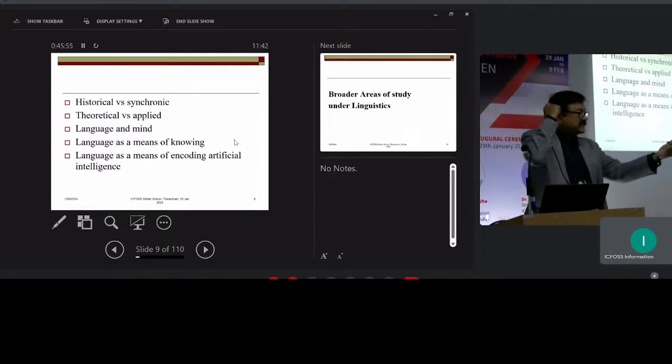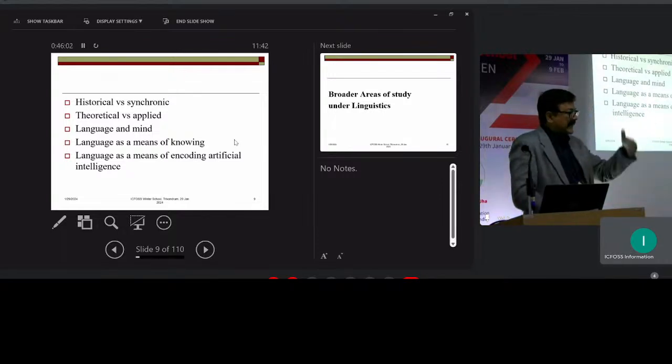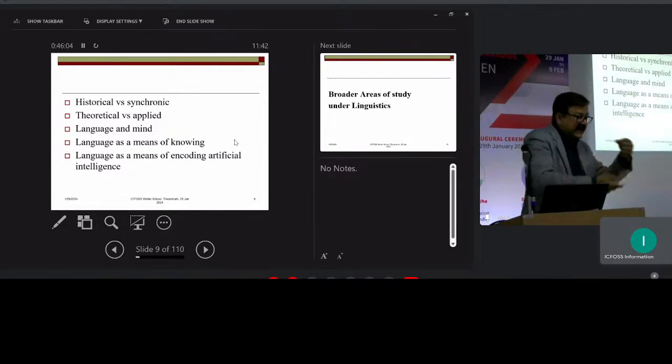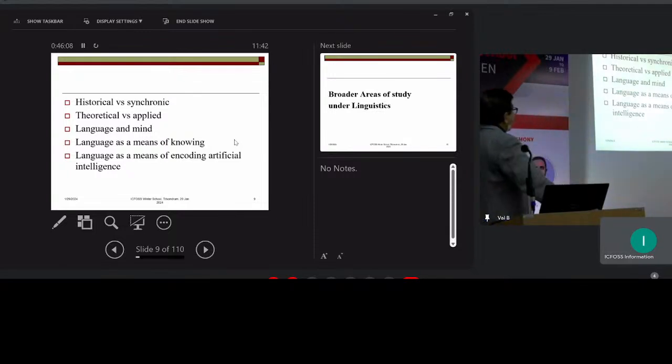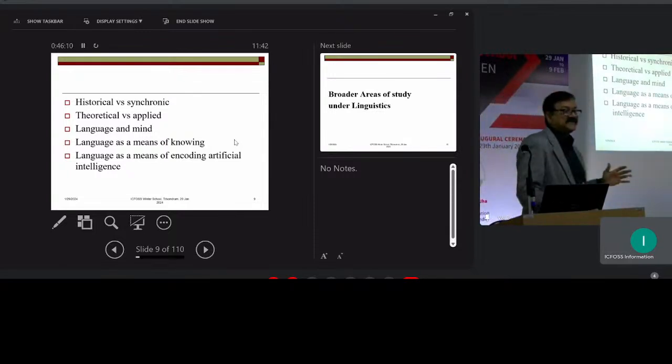You teach a student how to learn a language. You teach one language. Is it applied? Computational linguistics is applied. Creating a large language model is applied. And language is mind, broader questions.